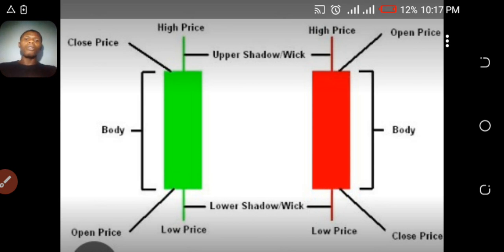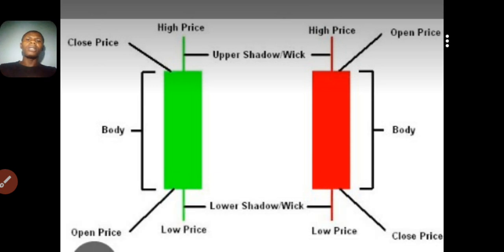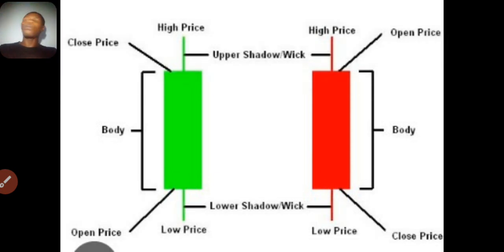Okay. When you talk about candlesticks, this helps us to know what price is actually doing, for us to better pinpoint our entries and know when to actually exit the trade. So this is what I'm going to be pointing out.